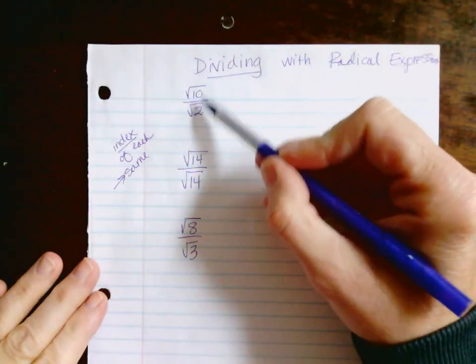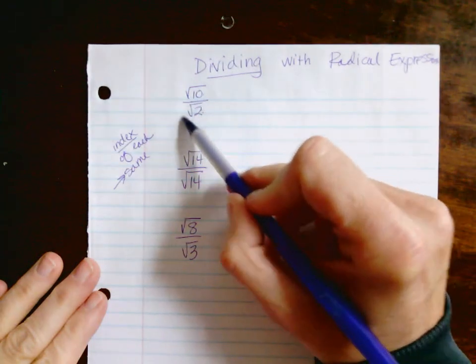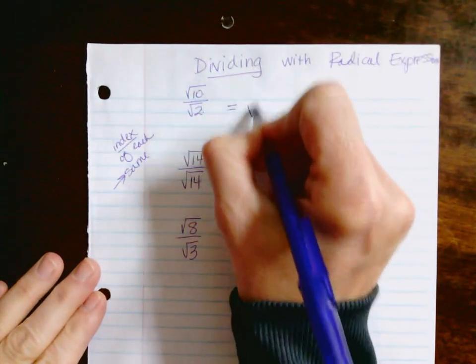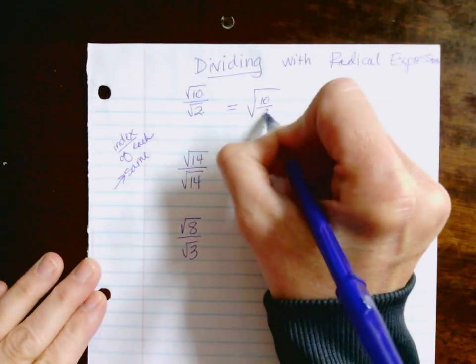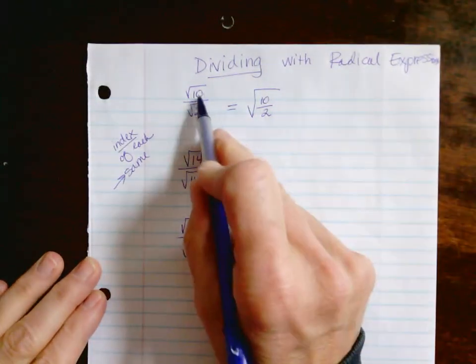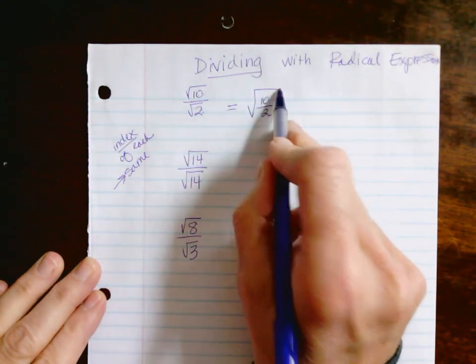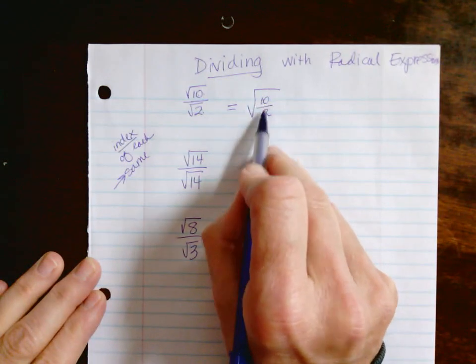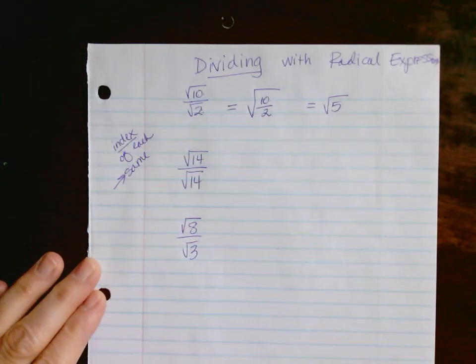A property of radicals says that if you have one radical sign in the numerator and one in the denominator, you can combine those two radicands under one radical sign. So that would be one way to think about dividing radical 10 by radical 2: you could think of it as taking the radical of the single fraction 10 over 2, and that is the same as the square root of 5, or radical 5. So there's one example of dividing with radical expressions.